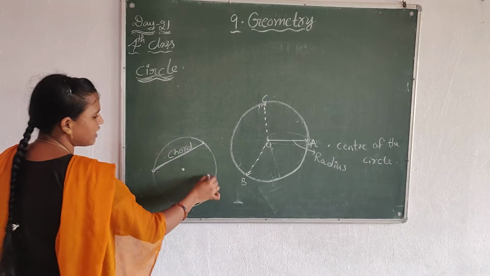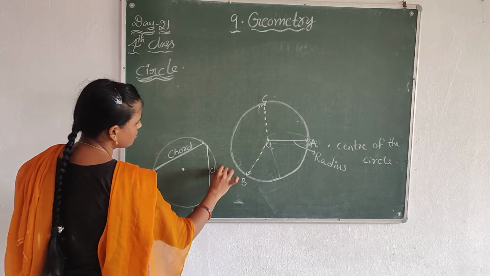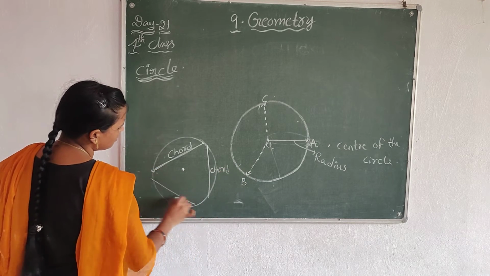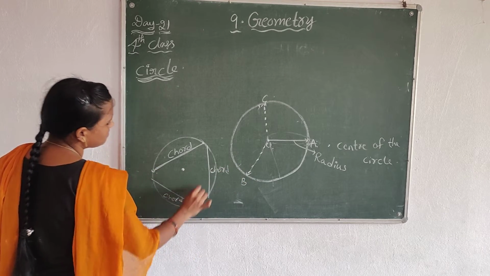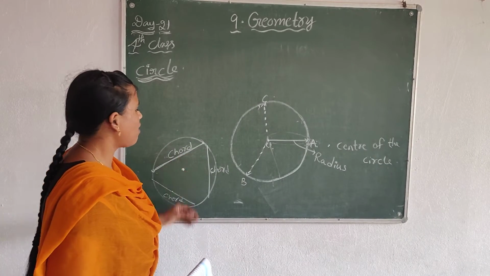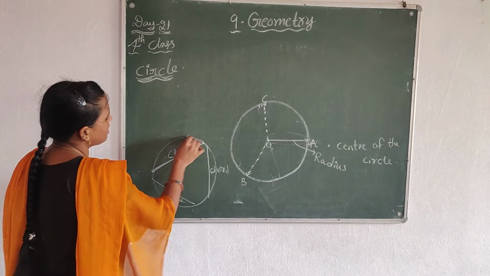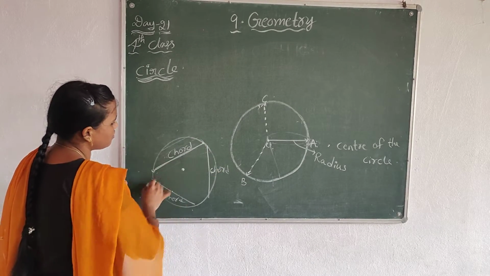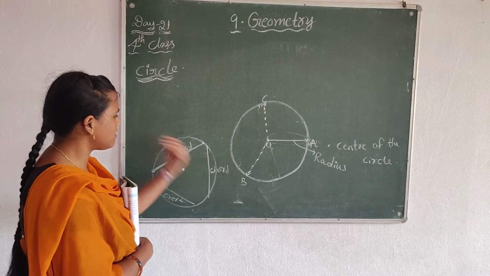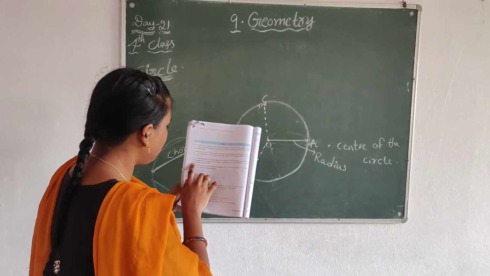If you join any 2 points, here to here, this is also a chord. Here to here, this is also a chord. These 3 are chords. We have many chords in the circle. If you take these 2 points, these 2 points, these all will make a chord.